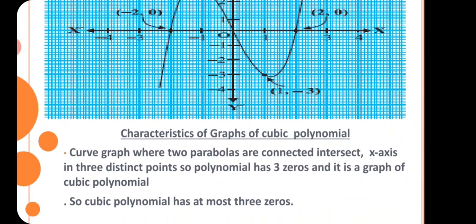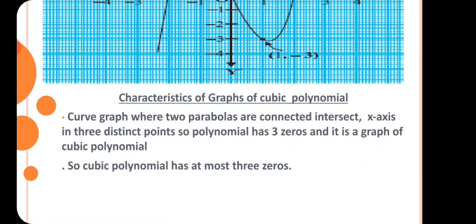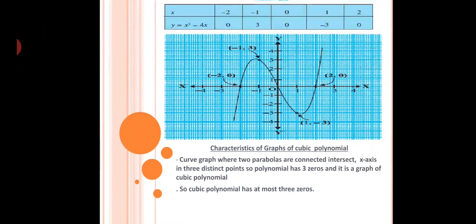So what are the characteristics? The curve where the two parabolas are connected intersects the x-axis in three distinct points. You can see minus 2, 0, and 0, 0, and 2, 0, three distinct points. So the polynomial has 3 zeros in its graph. So a cubic polynomial has at most how many zeros? 3 zeros. So the number of intersecting points on the x-axis decides the number of zeros.